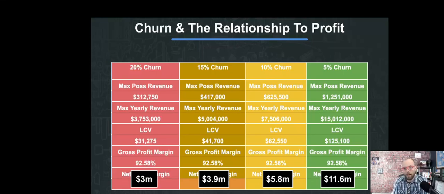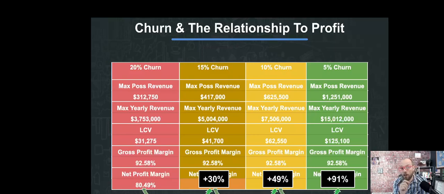These numbers are not made up. These numbers are not pie in the sky. This is what happens with your churn rate. So what does that mean in terms of percentage? If you decrease your churn from 20% just to 15%, you will increase profit by 30%. I'm going to say that again, and I want you to stop and think about this for a second. If you can decrease your churn rate from 20% to 15%, you will increase your profit by 30%.